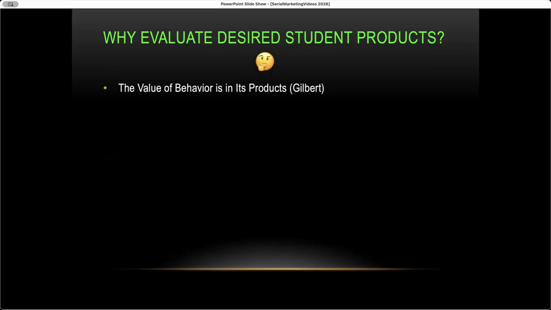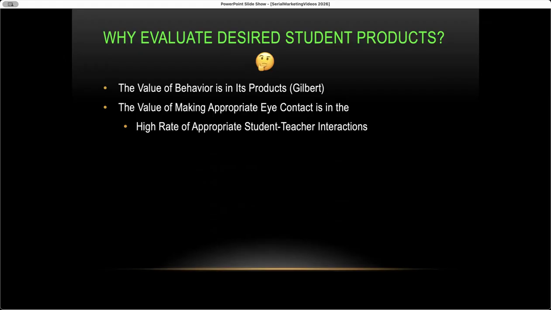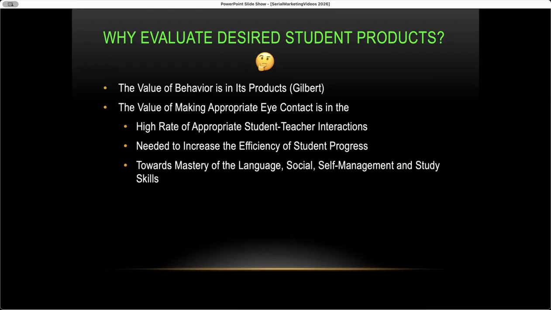So why do we evaluate desired student products? The value of the behavior is in its products, according to Tom Gilbert. The value of making appropriate eye contact is in the high rate of appropriate student-teacher interactions that are needed to increase the efficiency of student progress towards mastery of the language, social, self-management, and study skills necessary to achieve the student's long-term goals.